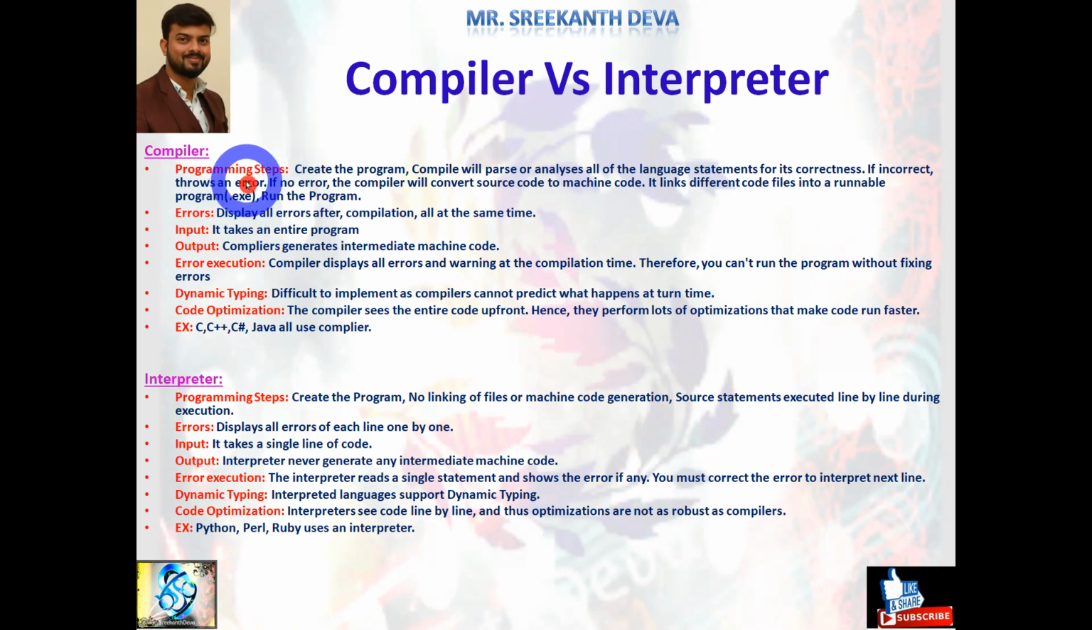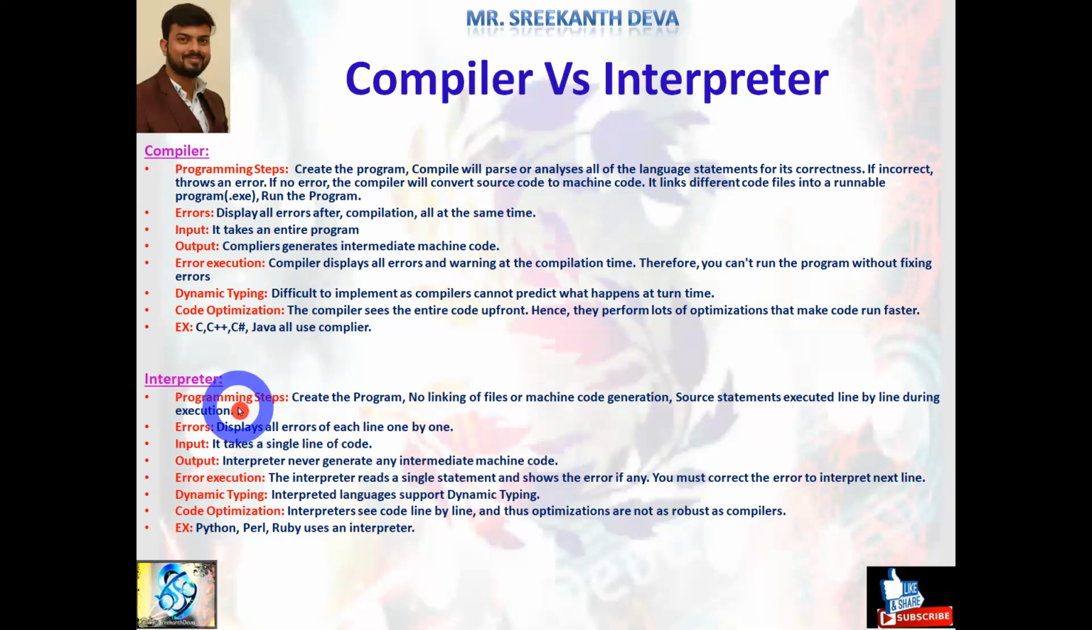If there is no error, then the compiler will convert that high-level code, called source code, to machine code. Generally it is object code. That object code links different code files into a runnable program, which is later generated as a .exe file at runtime. The loader and linker are responsible for loading that object code and executing it, and it generates a .exe file. Using this .exe file, we can run the program, and it displays the output. This is the basic set of programming steps involved for a compiler.